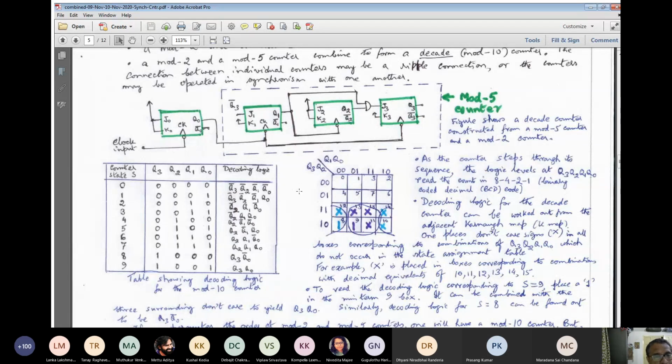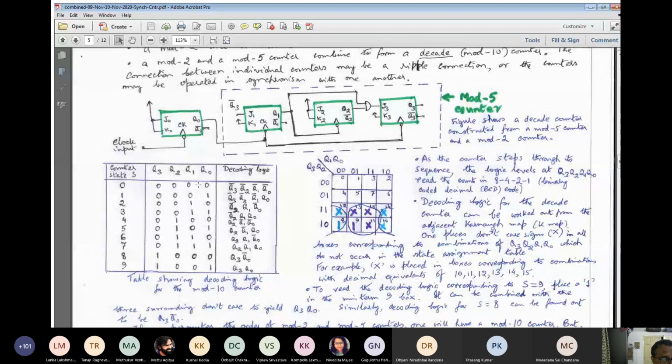So decoding of the states is very important. Based on that, we can issue different control signals. Now here, the modulo 10 counter, or a decade counter, has 10 distinct states. For this particular 4-bit counter, these are the states, and each of the 10 states can be decoded uniquely.